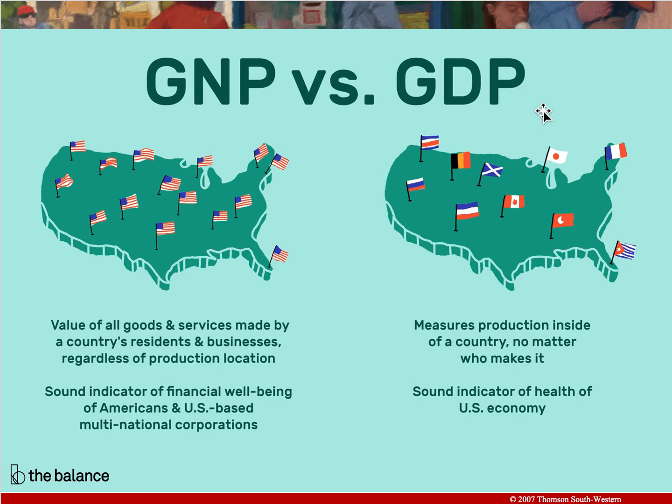So in the case of Malaysia, no matter who produces the product, as long as it is produced in the country, in Malaysia, all this production contributes to the gross domestic product of Malaysia. So the GDP is a sound indicator of the health of a nation's economy. The higher the GDP, the healthier the economy of a country is.